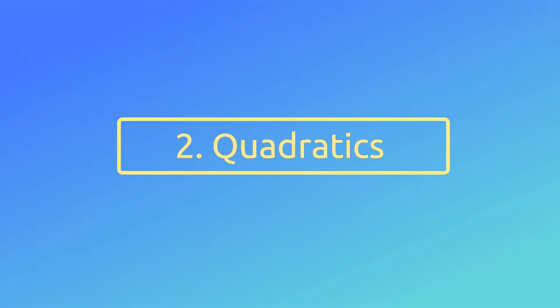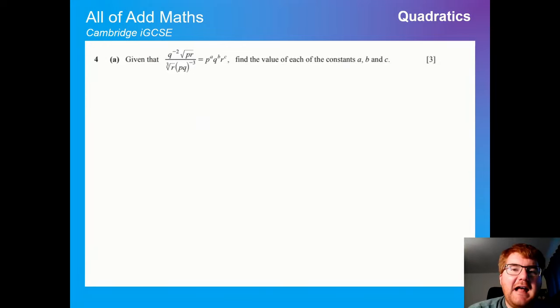And number 2 is quadratics, but I'm also going to put in some indices here as well, as these are often quite linked when you look at exponential equations using quadratics. Okay, and now we're going to be looking at some quadratics with some indices work in there as well. So you get to cover 2 for 1 in this particular section.